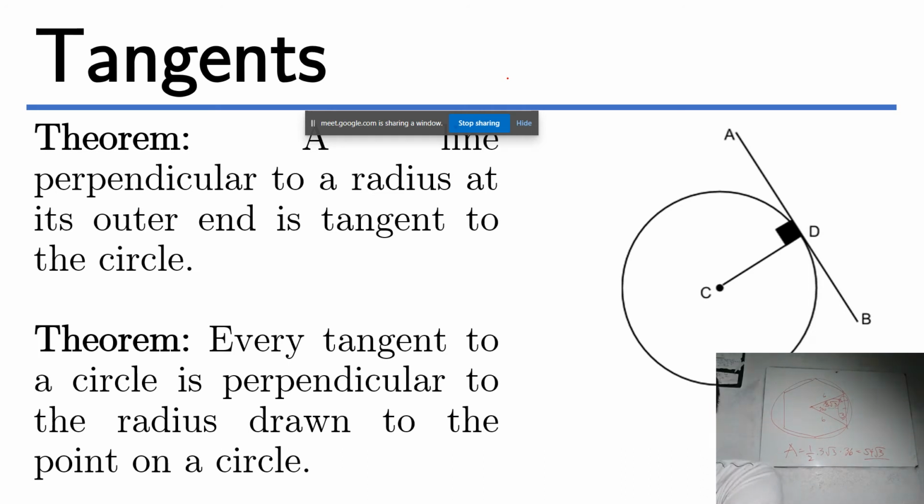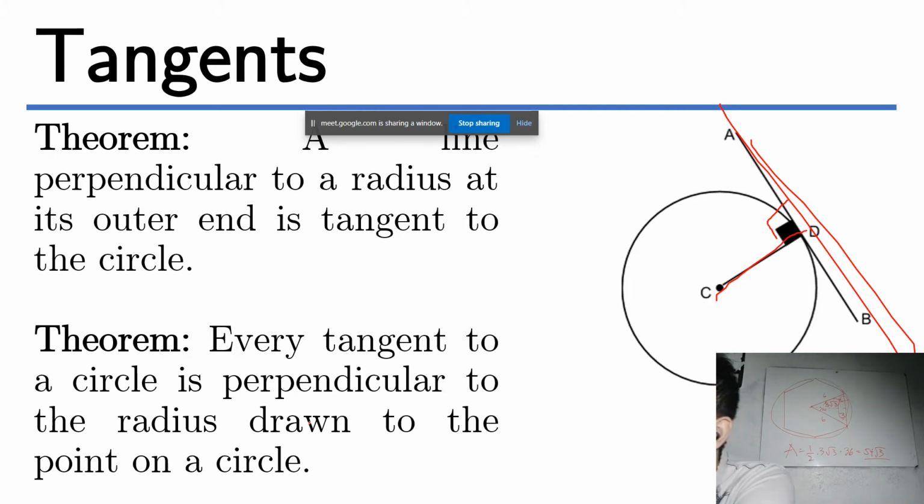Una, a line perpendicular to a radius at its outer end is tangent to the circle. So, if meron lang tayong nakita line, tas nakita natin na perpendicular yung radius doon, ibig sabihin, tangent yung line na yon sa circle. Okay?